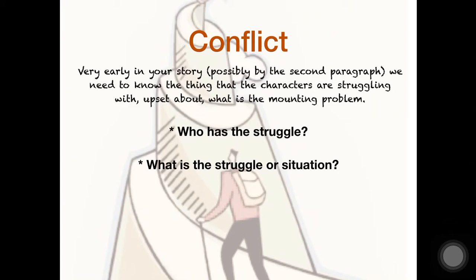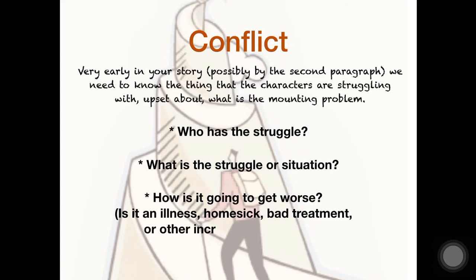You also need to make sure that your reader is aware of what is the struggle or situation, okay? So by that second paragraph in your story, or very, very close to the beginning of your story, you want to make sure your reader understands what that struggle is, what that situation is that is mounting, what that problem is, what they're upset about, okay?